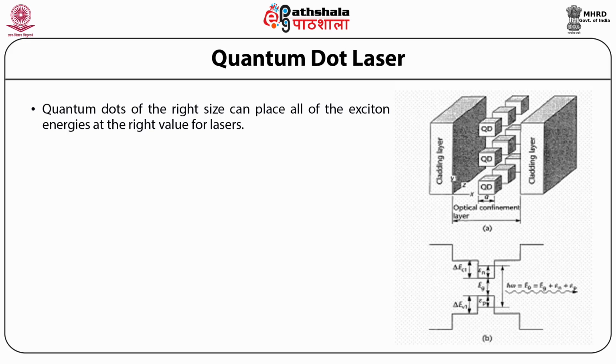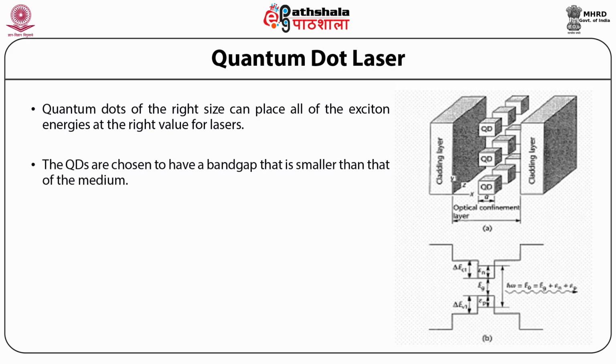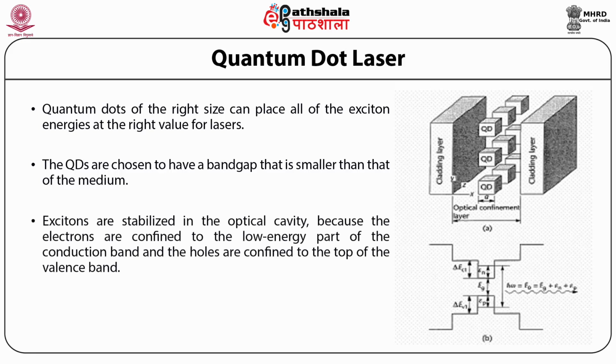for lasers. The quantum dots are chosen to have a band gap that is smaller than that of the medium. So here the excitons are stabilized in the optical cavity because the electrons are confined to the lower energy part of the conduction band and the holes are confined to the top of the valence band.